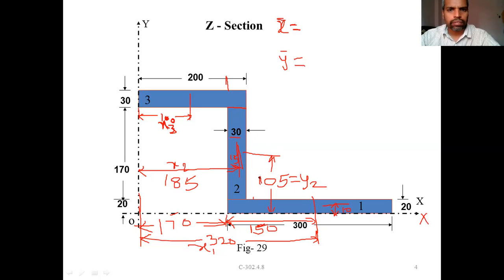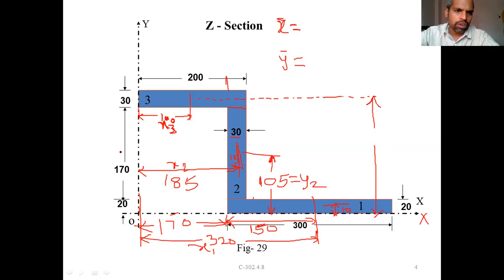Similarly, y3. So y3 is the centroid of this one. This is the centroidal x-axis, so from here up to the reference axis. We can calculate 20 plus 170, 190, and 190 plus 30 by 2, which is 15. 190 plus 15 means 205. That is one way of calculation.